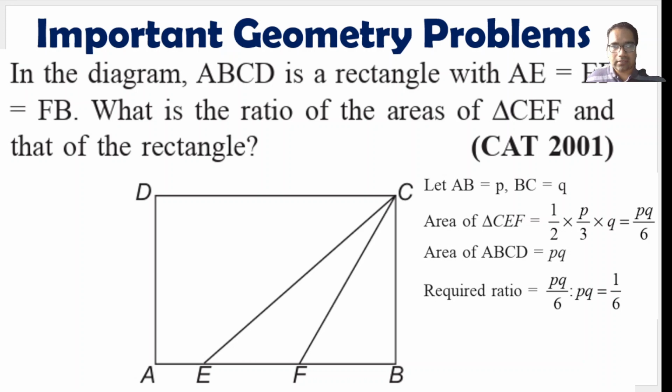Hi friends, let us do some important geometry problems. Here we are given a rectangle ABCD. The base of this rectangle is divided into three parts: AE, EF, and FB. All three parts are the same. This is equal to this is equal to this.